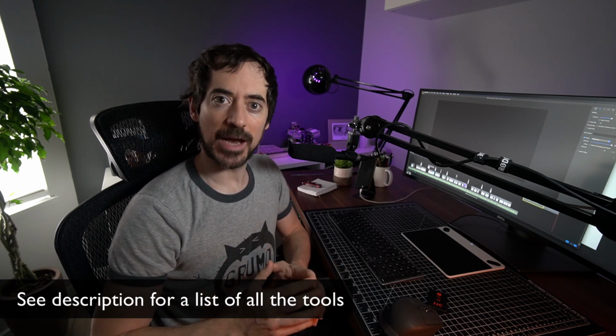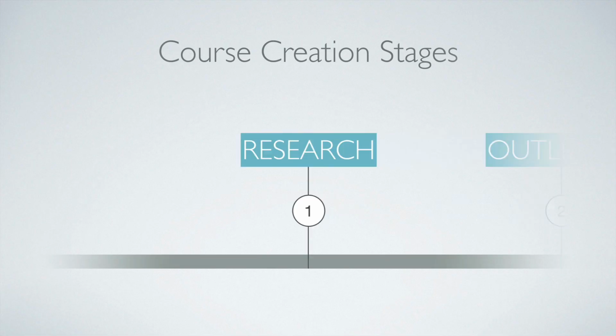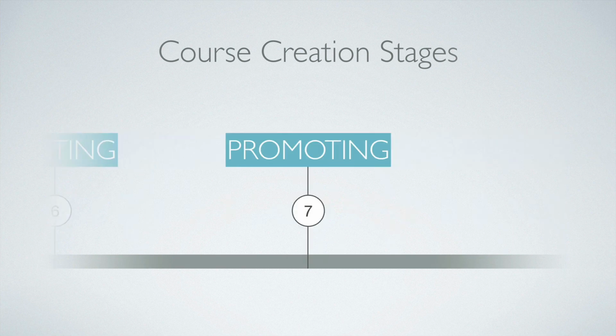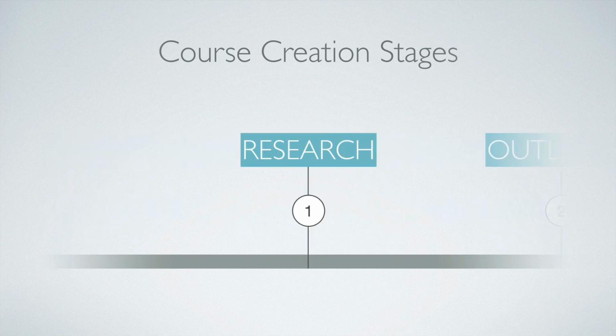In this video, I'm going to show you all the tools you need to create courses online. There are 7 main stages when it comes down to creating courses online: research, outlining, design, recording, editing, hosting, and promoting. Let's start with the tools that you need to do your research.